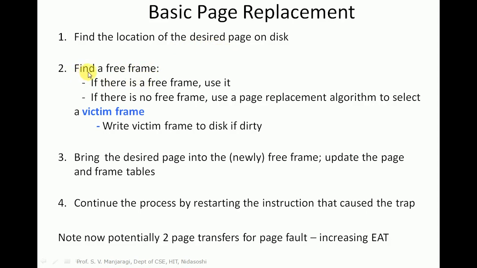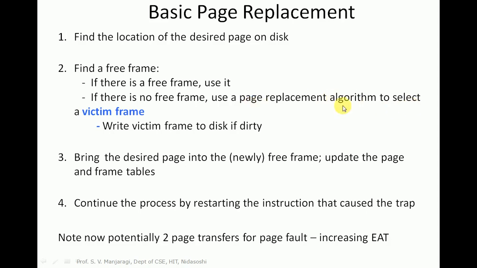So in step 2, what we do is find a free frame. If there is a free frame available in the physical memory, we can use it directly. The page which has been brought from the disk can be loaded onto or mapped onto that free frame. That free frame can be immediately utilized. If no free frame is available in the physical memory, then what can we do? Then we can go for page replacement. So we need to use a page replacement algorithm.